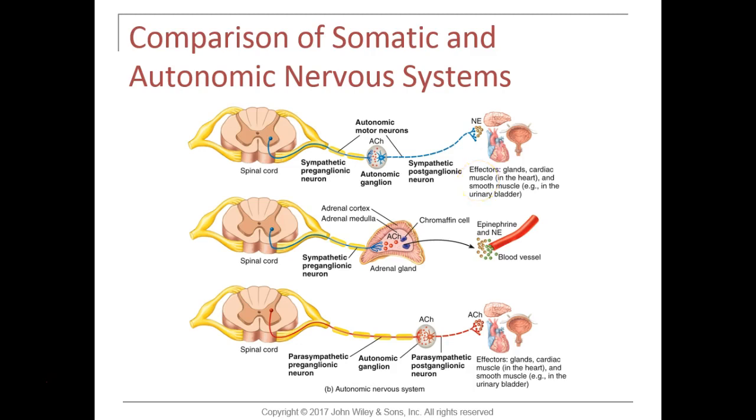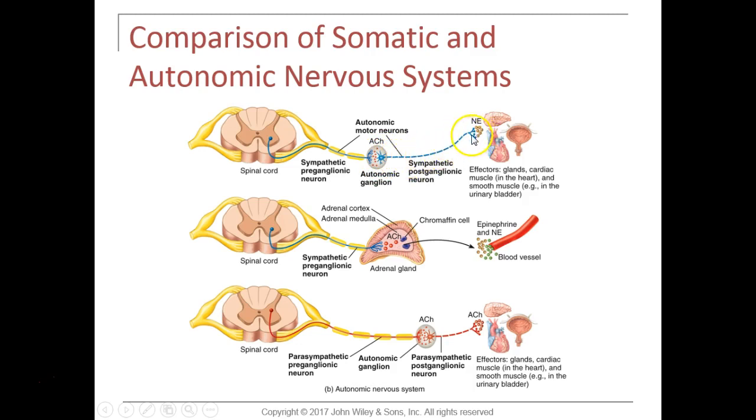But nonetheless, the majority of the cases occur this way, where the preganglionic neuron dumps out acetylcholine as its neurotransmitter at the ganglion, and acetylcholine then binds to its receptor on the dendrites and cell body of the postganglionic neuron. And in this case, acetylcholine is excitatory, which causes the postganglionic neuron to fire an action potential.